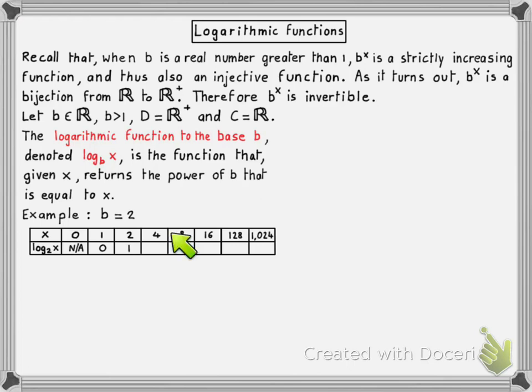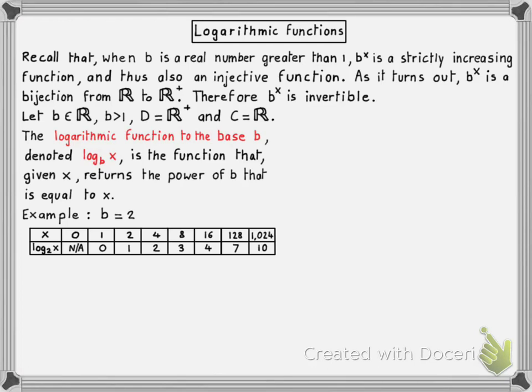Which power of 2 is equal to 4? Well, 2 squared is 4, so the log base 2 of 4 is 2. Similarly, 2 power 3 is 8, so the log base 2 of 8 is 3. Log base 2 of 16 is 4, and so on and so forth. So I'll let you compute the remaining 2 values by finding the powers of 2 that are equal to 128 first, and then 1024. You got it? The answers are 7 and 10.